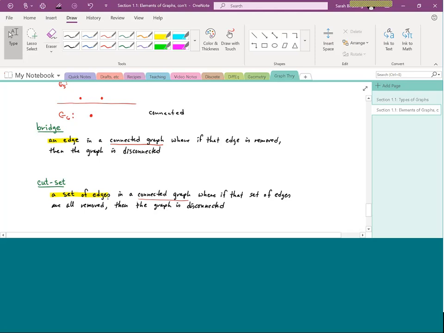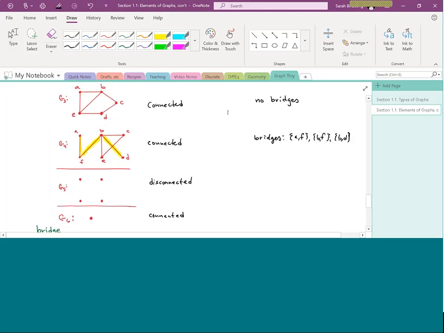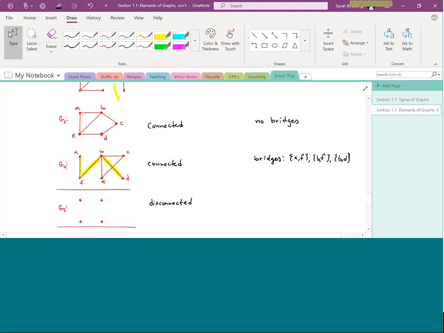So this one here, cut set, is dealing with a set of edges in a connected graph. If you remove the whole complete set of edges, then your graph is disconnected. Now, if you have bridges, automatically each one of these is a specific type of cut set. So I'm only going to look at, can we find a cut set in G3, the one that had no bridges but was still a connected graph.